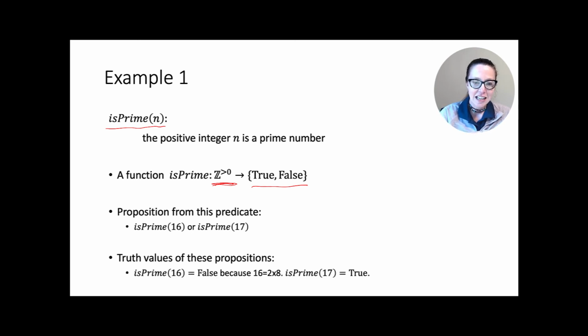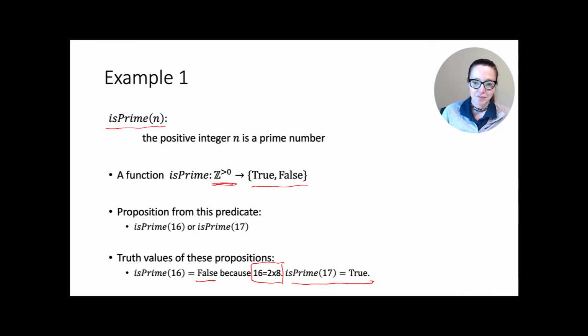And so we know that is prime 16 is false because 16 is equal to 2 times 8, which means it's a composite number, and so it's not prime. Is prime 17 is true, and you can check that there are no numbers less than 17, other than 1, that divide it.